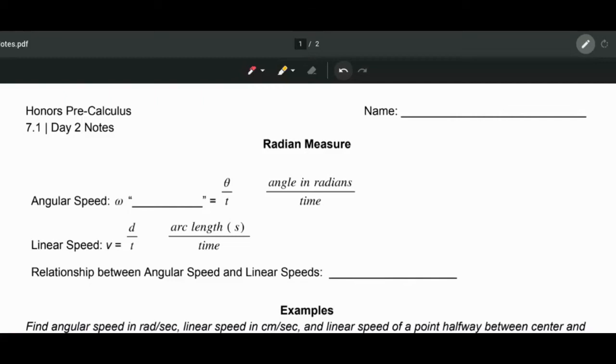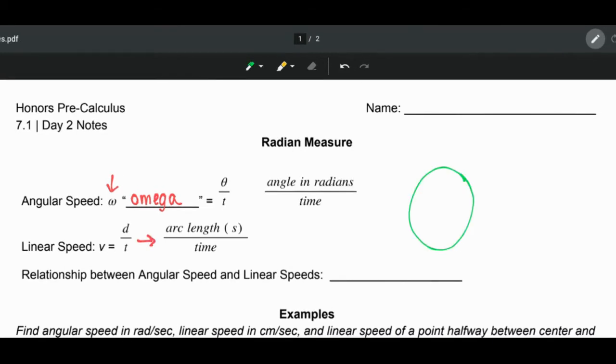Today we're going to talk about angular speed and linear speed. So we have a couple of formulas to look at before we start. This symbol is an omega symbol, and omega is equal to theta over t, which is your angle measured in radians divided by the time. Your linear speed is your velocity equals distance over time.